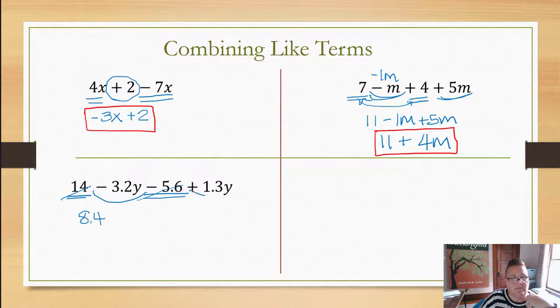All right, so then I'm going to do a minus 3.2y, and I'm going to add 1.3y. Again, these are like terms because they each have a y in them. So I can use my calculator to do a minus 3.2 plus 1.3. And when I do minus 3.2 plus 1.3, I'm going to get a minus 1.9y.